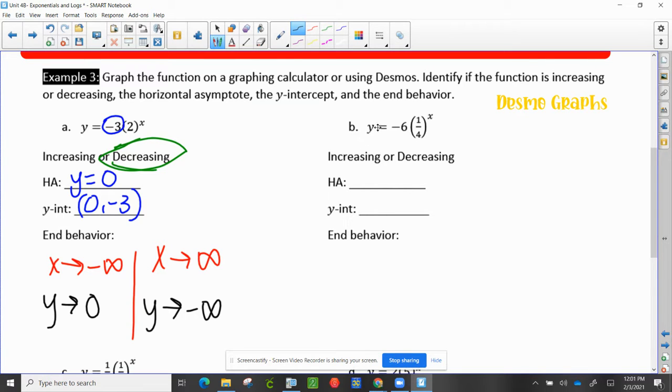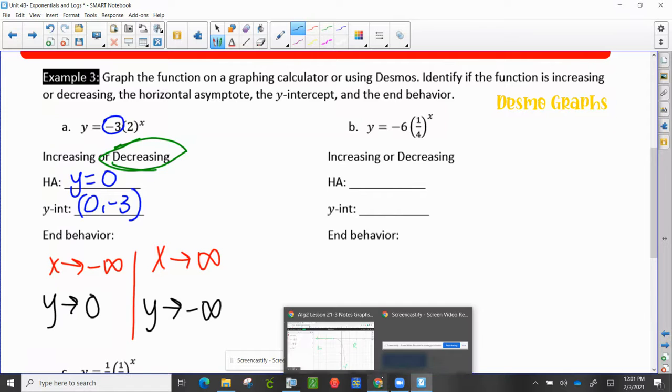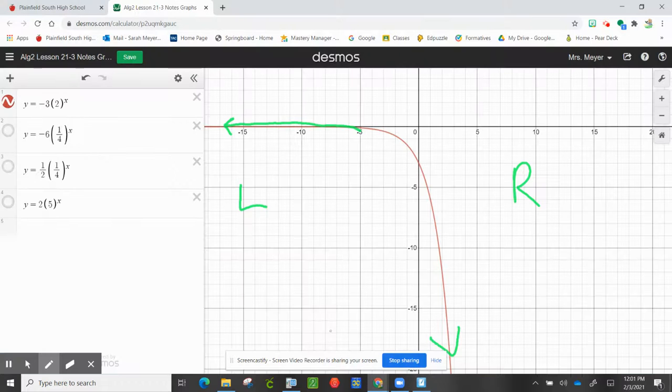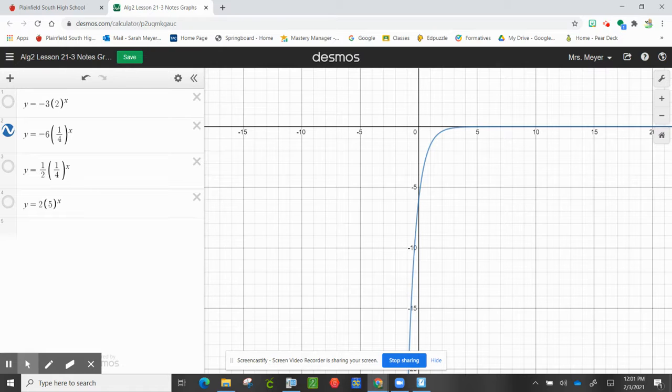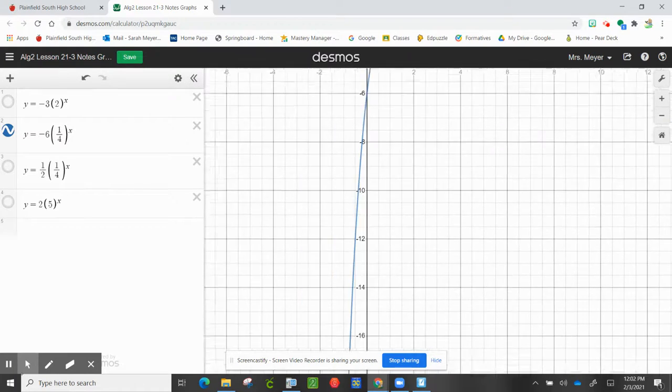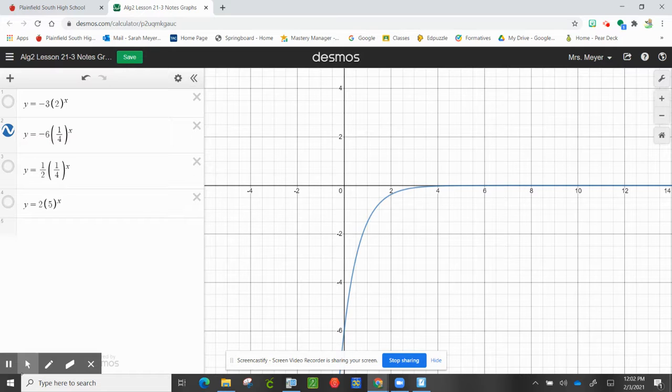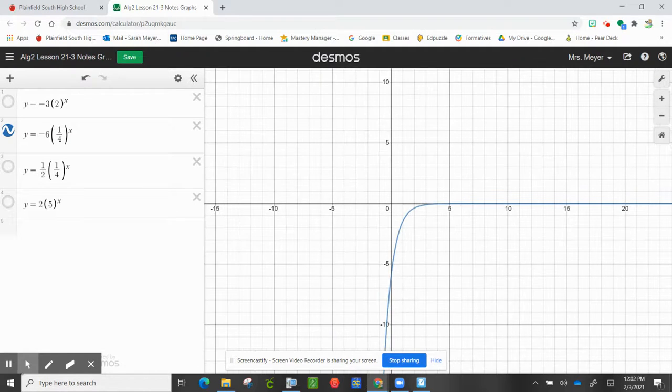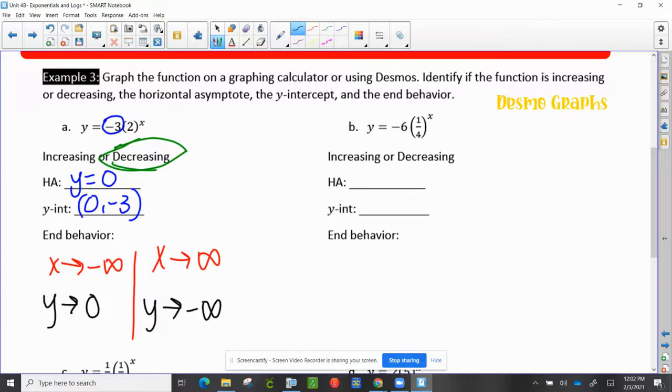Let's look at B. y equals -6 times (1/4)^x. Let me erase this stuff. Okay, let's look at graph number 2. That one. Would you say that this graph is increasing or decreasing? Okay, well, hopefully if we look at it, you can see that, if I zoom in even a little bit more, it is increasing. As it moves from left to right, it is going to increase. It's getting bigger. So this graph would be increasing.